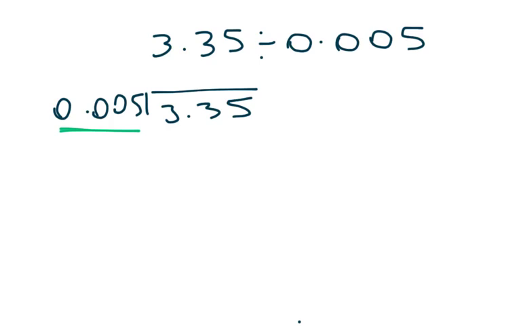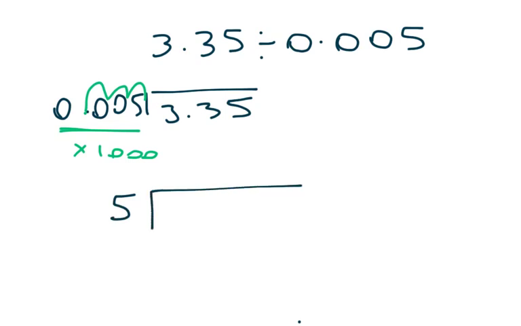So what we do is we look at how many numbers we have to move. So we've got to move the decimal spot 1, 2, 3 places. So we're going to times that side by 1,000 because 1,000's got 3 zeros. And we remember that if we multiply anything by a number with trailing zeros, we move the decimal place that many spots. So we're now left with 5 into our division, and that's much more manageable, something that you're familiar with.